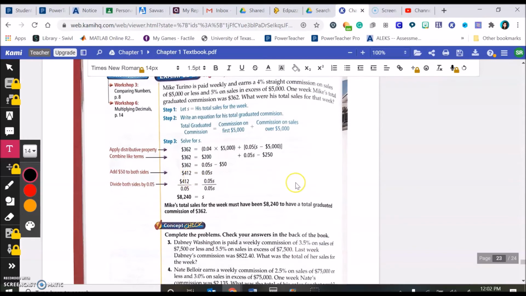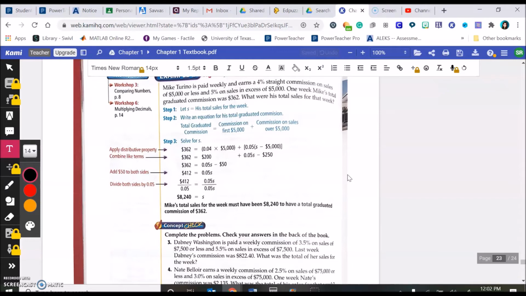All right, example number 2. Mike Torino is paid weekly and earns a 4% straight commission on sales of $5,000 or less, and 5% on sales in excess of $5,000. One week, Mike's total graduated commission was $362. What were his total sales for that week?